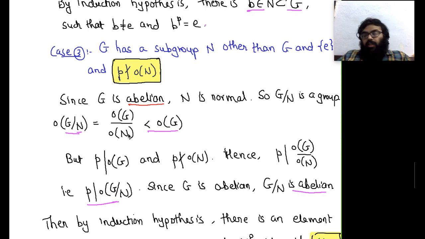Order of G quotient n will be order of G upon order of n. Because n is a proper subgroup, this is strictly less than order of G. And p divides order of G, that is given in the statement of Cauchy's theorem. p divides order of G.